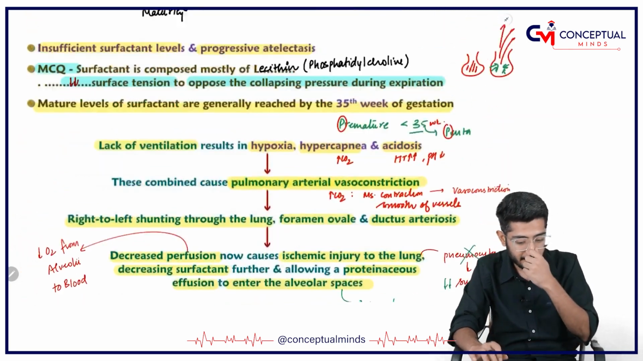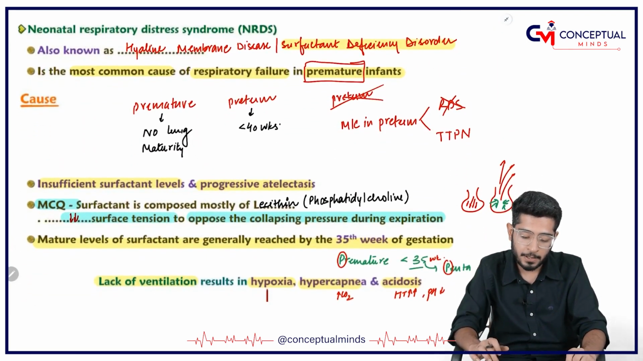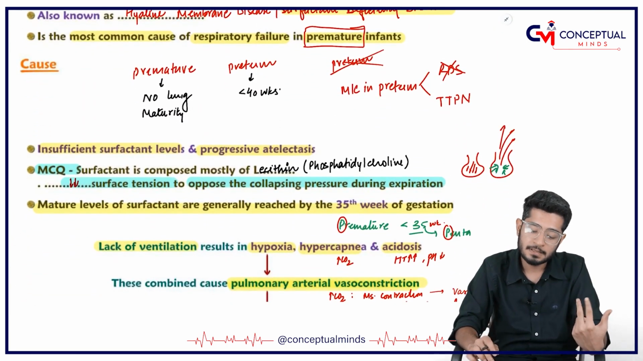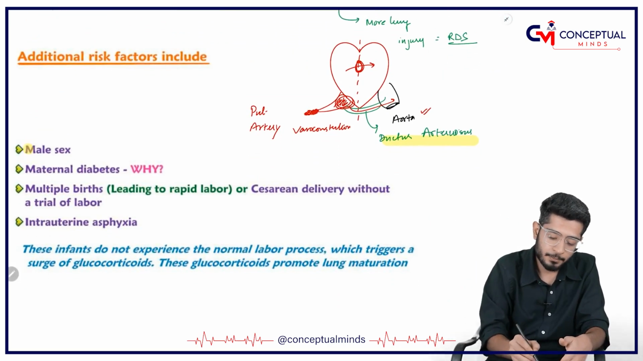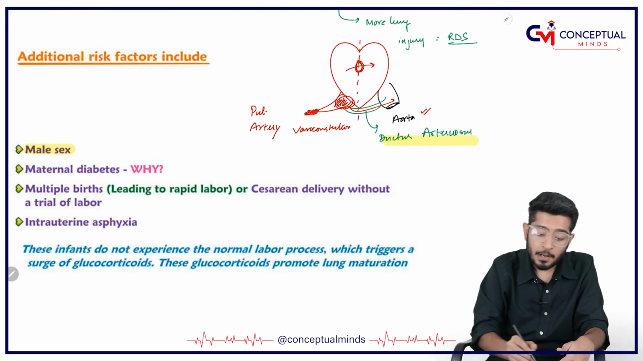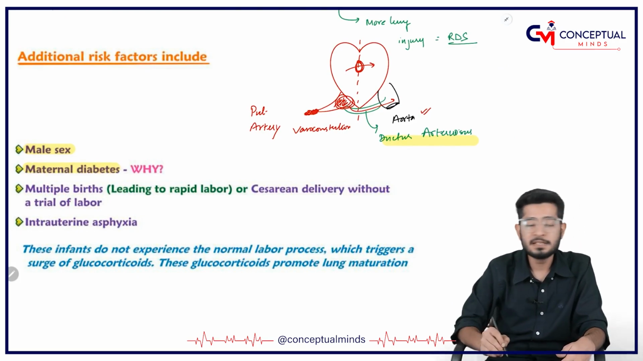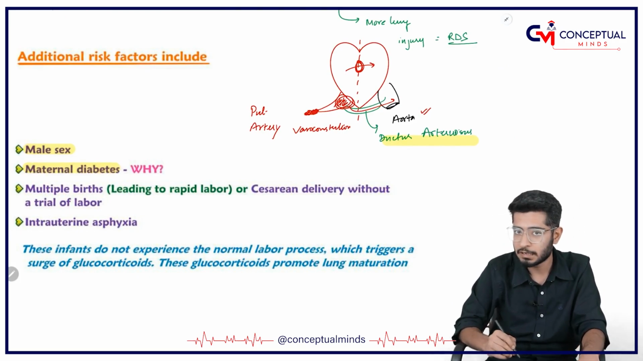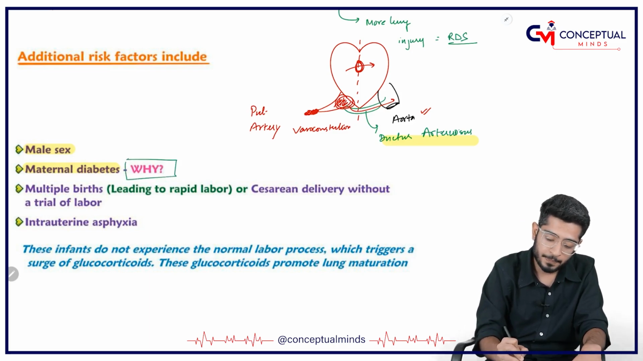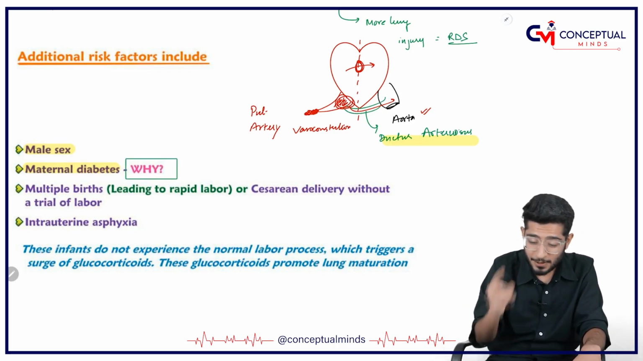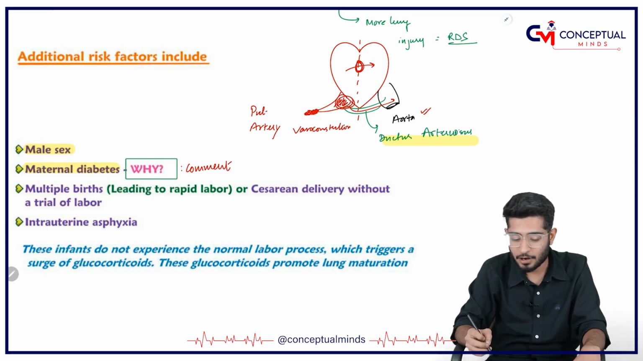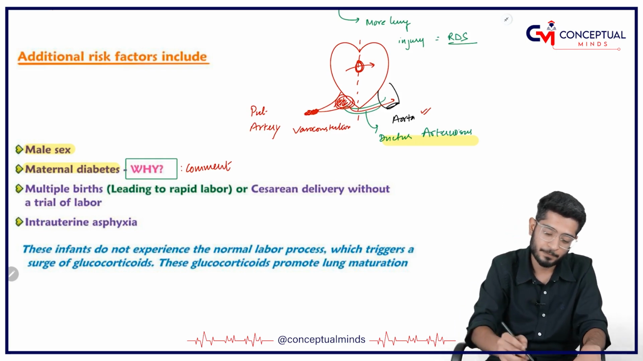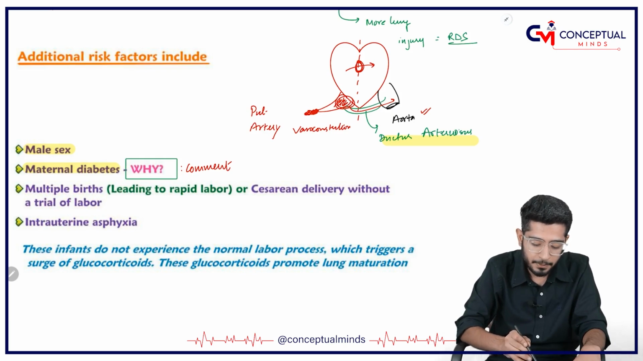So, main risk factors I have already discussed, right? The insufficient surfactant levels, one cause. The other cause is the male sex. Maternal diabetes is also a cause for neonatal respiratory distress. Why? This has been covered in the previous video. So now it's your turn to tell me in the comment section why maternal diabetes is responsible for causing neonatal respiratory distress. Next is multiple birth.